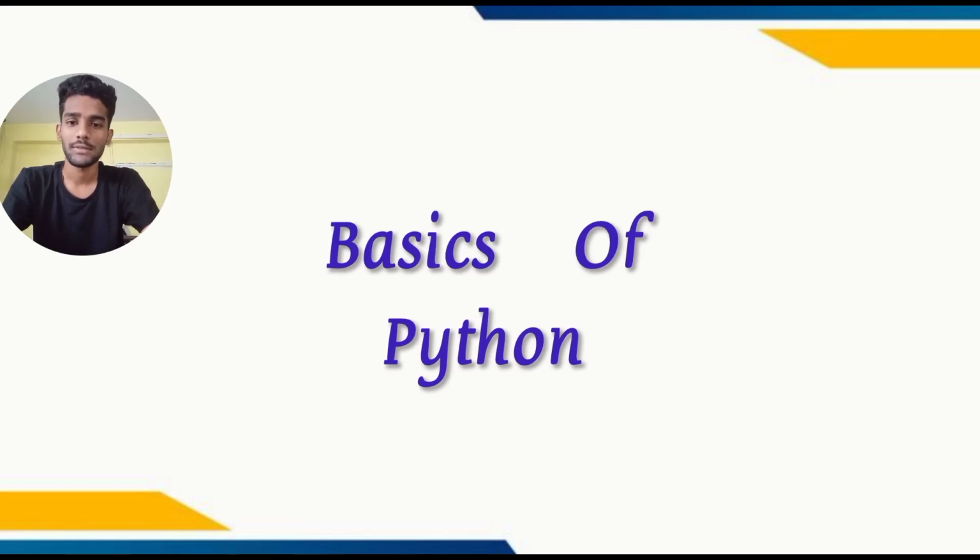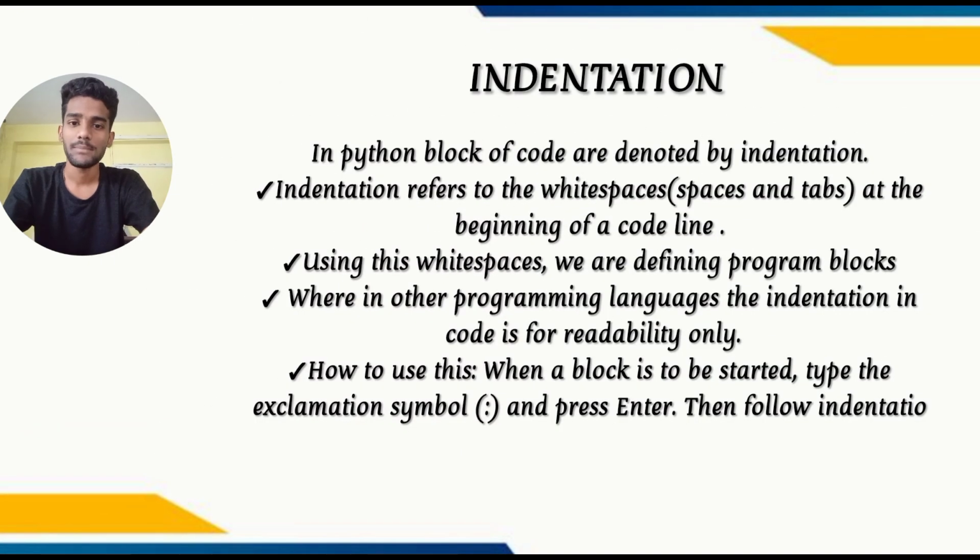In this tutorial, we will learn about the basics of Python. Let's start with the indentation. In Python, blocks of code are denoted by indentation. Indentation refers to the white space and tab at the beginning of a code line. Using the white space, we are defining our program blocks, whereas in other programming languages, the indentation of code is for readability only.